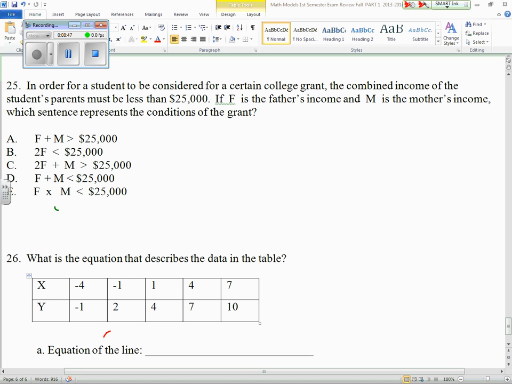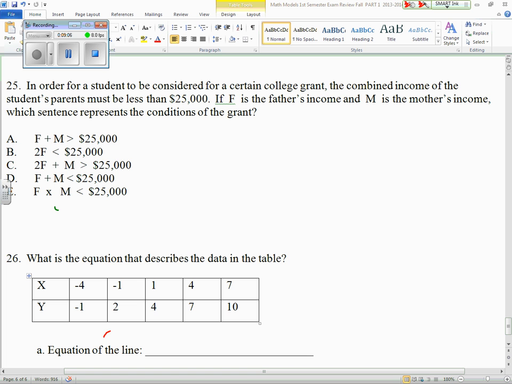In order for a student to be considered for a certain college grant, the combined income of the student's parents must be less than $25,000. F represents the father's income. M represents the mother's income. Which sentence represents the conditions of the grant?